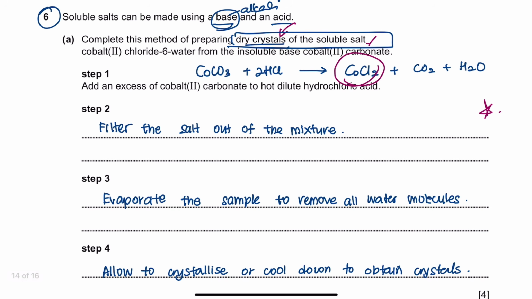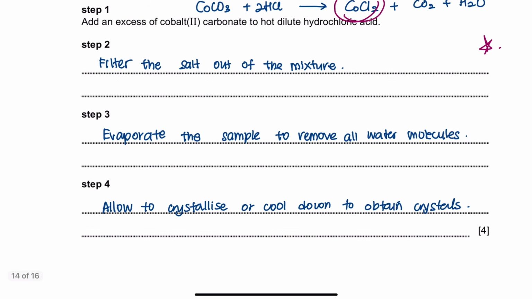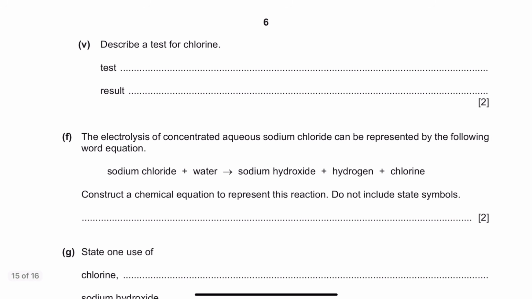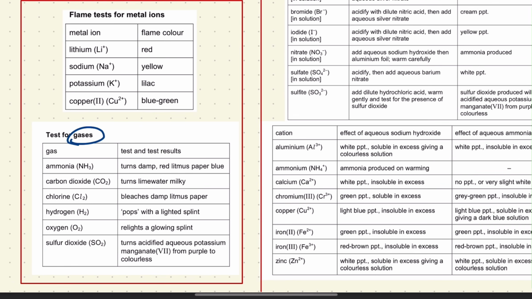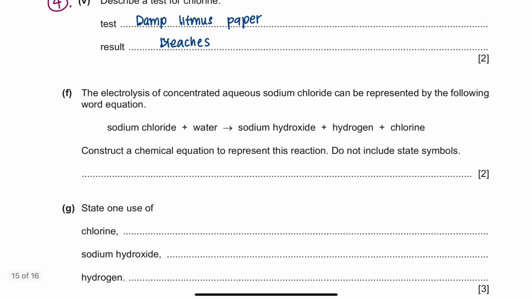Prepare dry crystals of soluble and insoluble salts. This is the question from May-June 2016, question 4. Describe a test for chlorine. Now, if you refer to the notes, I have uploaded the test for gases, and as for chlorine, you need to use a damp litmus paper, and what happens is that it will bleach your litmus paper. So damp litmus paper, result: bleaches.